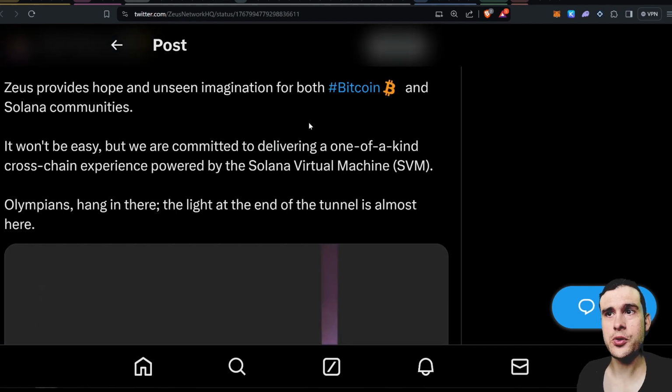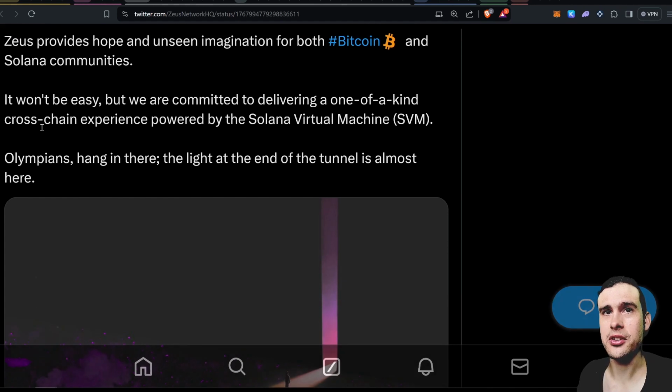And I mentioned Zeus briefly before, and again, I've mentioned it in great level of detail in prior videos, but let's just talk about it again. So Zeus provides hope and unseen imagination for both Bitcoin and Solana communities. It won't be easy, but they are committed to developing a one-of-a-kind cross-chain experience powered by the Solana virtual machine.